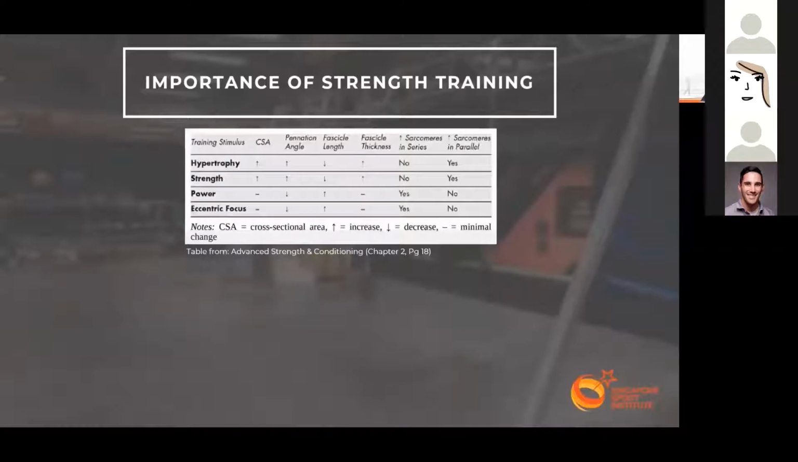Improvement in strength function could be explained through a couple of factors. Firstly, it could be due to changes in muscle morphology. Here, I'm talking about changes in your muscle cross-sectional area, your pronation angles, your fascicle length and thickness, as well as orientation of sarcomeres. This giving rise to mechanisms such as better storage and utilization of elastic energy.